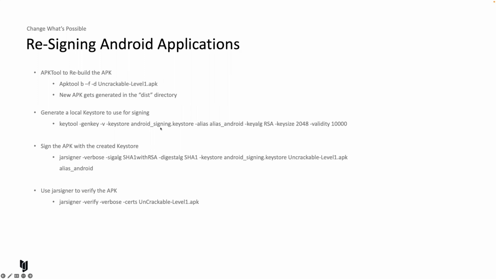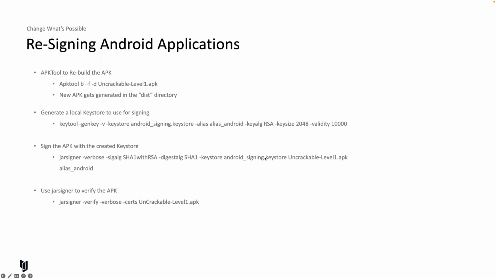So you just generate a local keystore. This is just using my name. So android_signing.keystore, you can change that to whatever you want. There's an alias. You can change that to anything you want. And you can change the key size. I just use 2048 as a quick example. And this will work. And then you would sign the APK with that keystore you created.